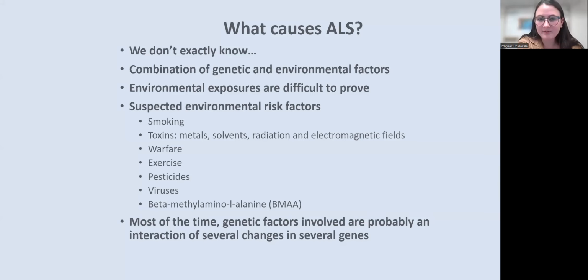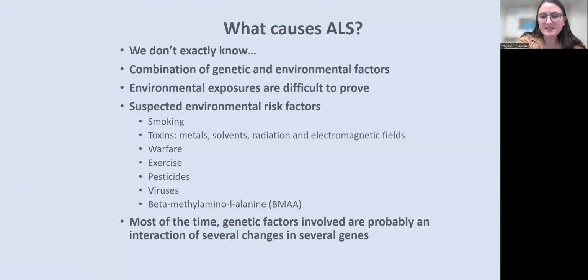Environmental risk factors include smoking, toxins such as metals, solvents, radiation, and electromagnetic fields, and warfare. So we do see a little bit of a higher incidence of ALS in veterans and also athletes. So exercise is on the list. Some others include pesticides, viruses, or this chemical called BMAA.